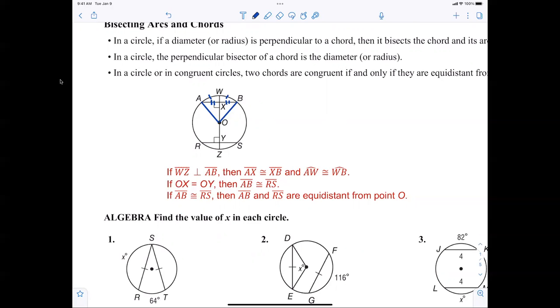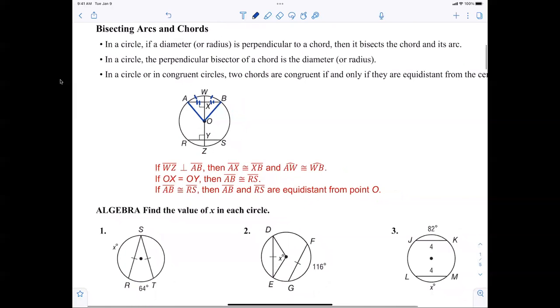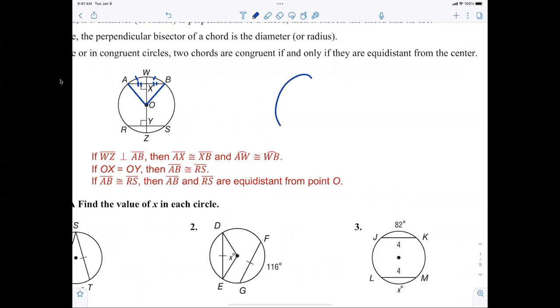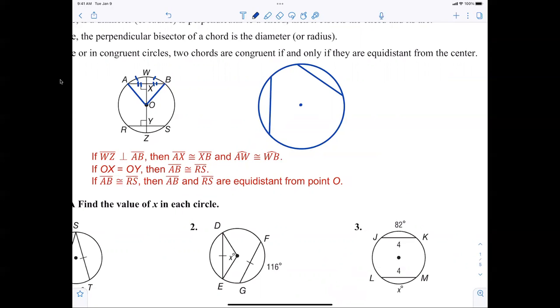And in a circle or in congruent circles, two chords are congruent if and only if they're equidistant from the center. All right, so let me give you an example of that. If I try to draw a circle and I try to establish the center and I draw this and I draw this over here, I'm trying to make it the same. And that's how I do with all these. If I'm having trouble remembering, I just draw them out.